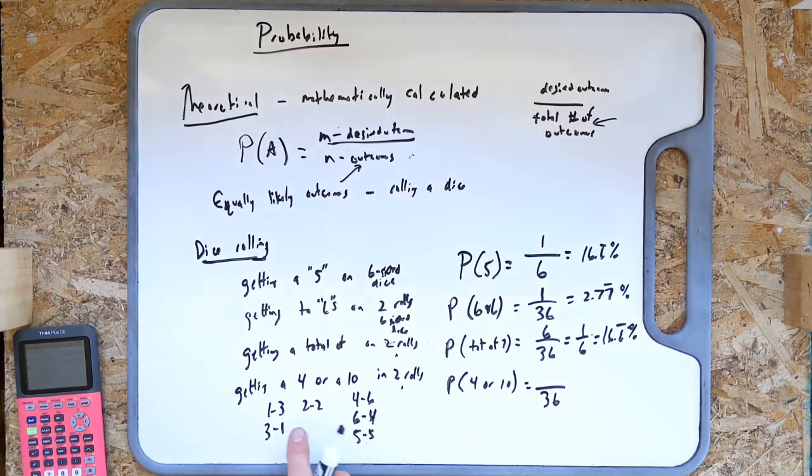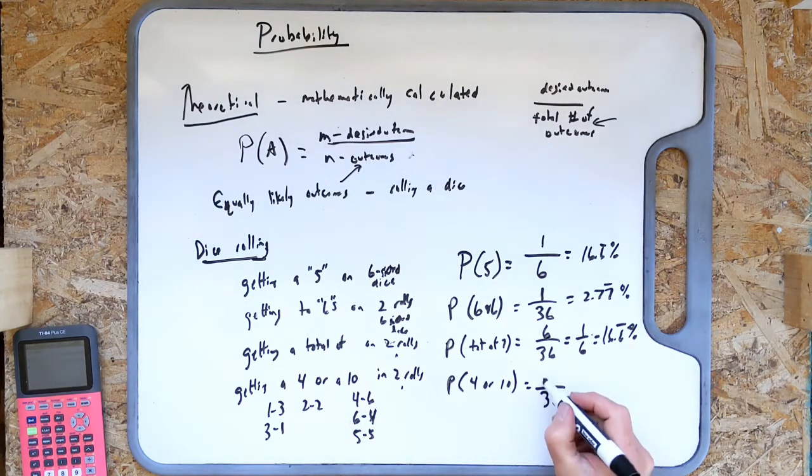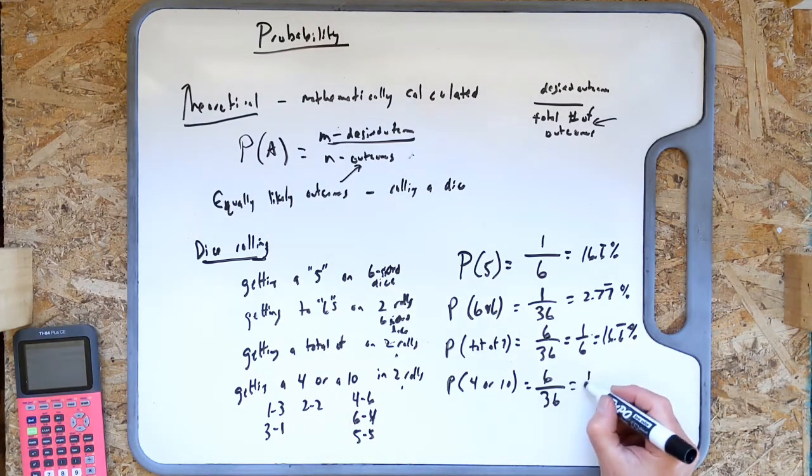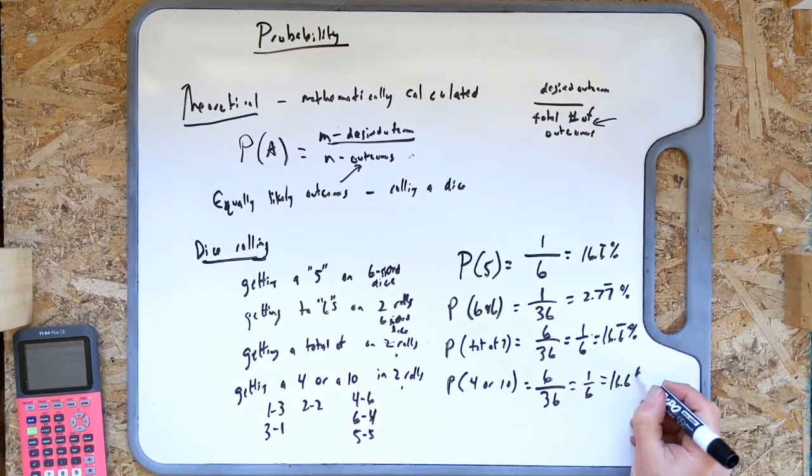So what is the probability of getting a 4 or a 10? There's 6 total possibilities out of 36. And again, it's 1/6. That's just coincidence, by the way.